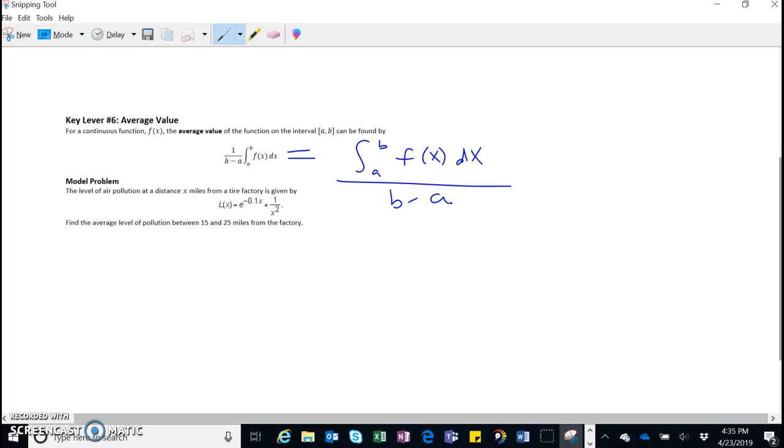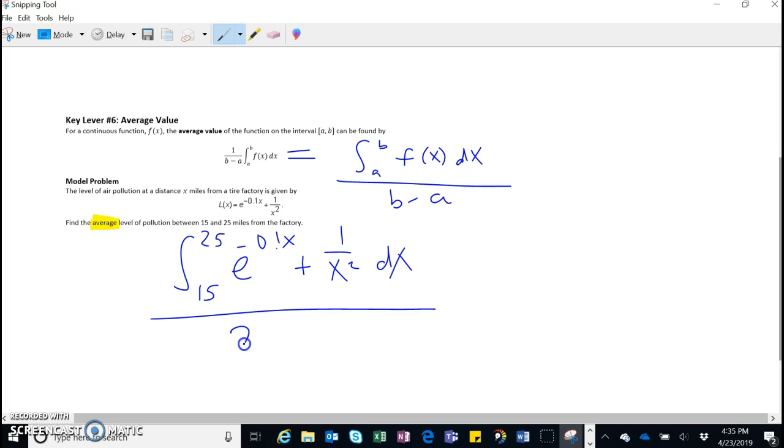In our model problem then, we've got the level of air pollution defined by this function, and we want to find the average level of air pollution between 15 and 25 miles. So if I just use my formula, that's going to be an integral from 15 to 25 of L of x, e to the negative 0.1x plus 1 over x squared, dx, all over 25 minus 15.